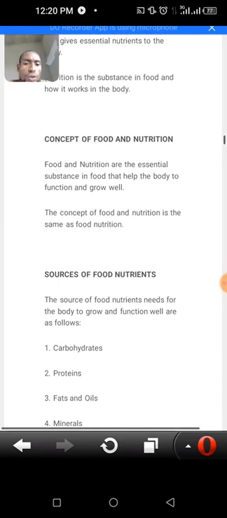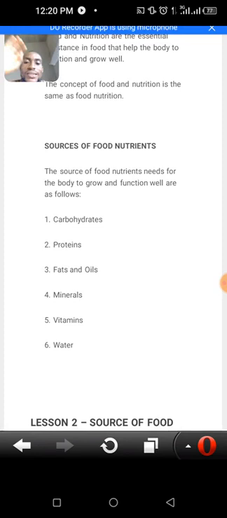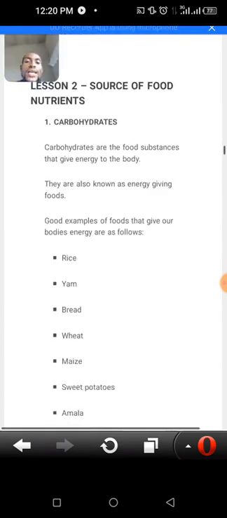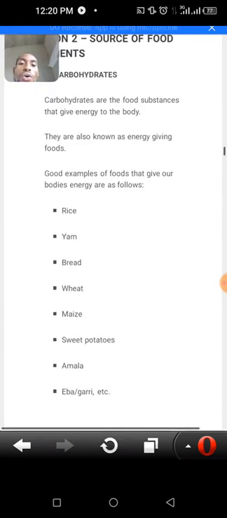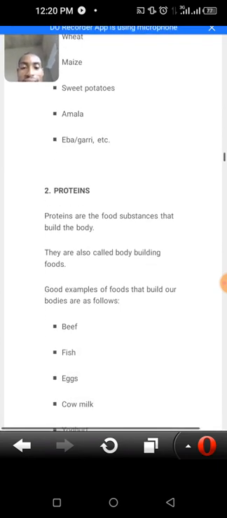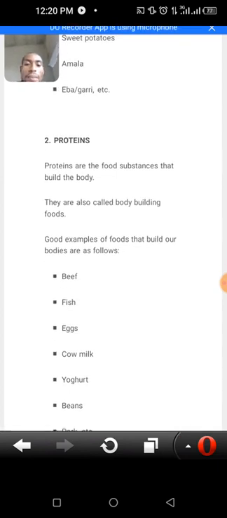So we also talked about the sources of food nutrients. Then we have the classification of food nutrients, which is carbohydrate, protein, fat and oil, mineral, vitamin, and what? And we talked about the different classes. Carbohydrates, we said, are energy giving foods, example yam, bread, etc. Also, we made mention of protein. So proteins are food substances that build the body, like fish, like egg, like yogurt, like beans.